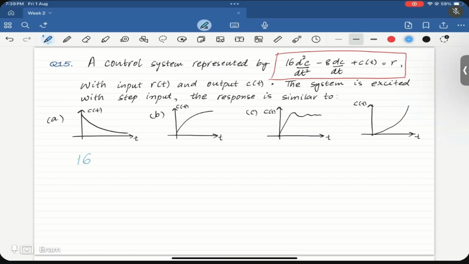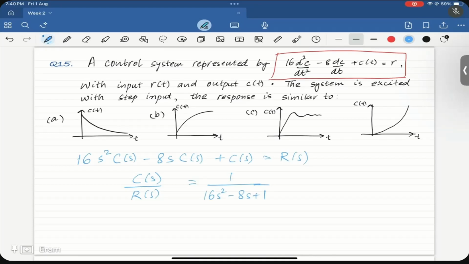So similar to other questions, we will first find the transfer function. So it is 16 s square C of s minus 8 s C of s plus C of s equals to R of s. So the transfer function C(s) by R(s) will be equal to 1 by 16 s square minus 8s plus 1. Okay, and we are exciting it with step input. So R of s is equal to 1 by s, right?